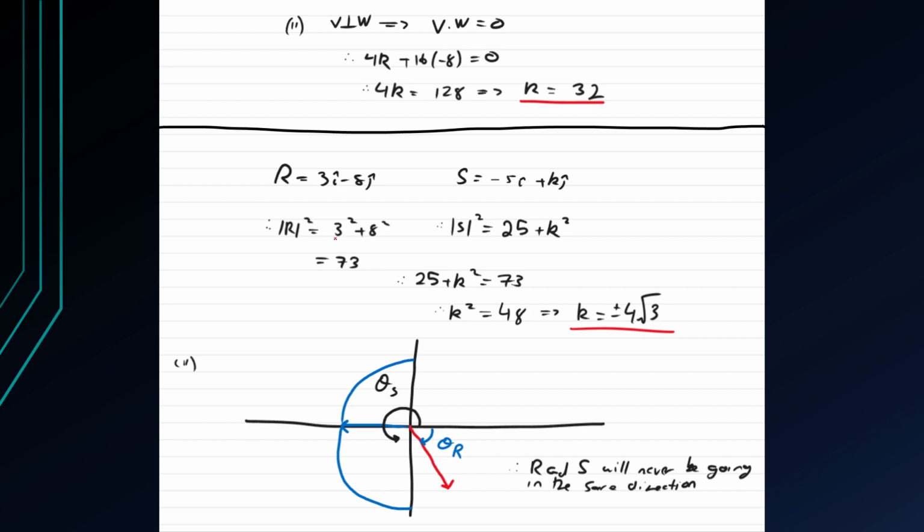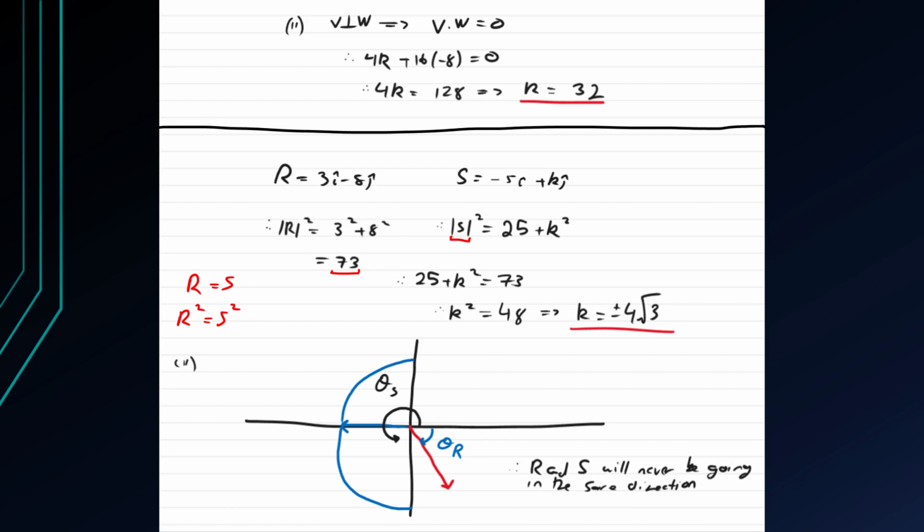So the square magnitude of r is 73. If you're doing equal magnitude, it's best to get the square of the magnitude. Otherwise, you'll get a lot of square roots everywhere. So the square of the magnitude of r is 73, and the square of the magnitude of s is 25 plus k squared. Because if the magnitude of r equals the magnitude of s, well then the squares are the same as well. That just comes from logic.